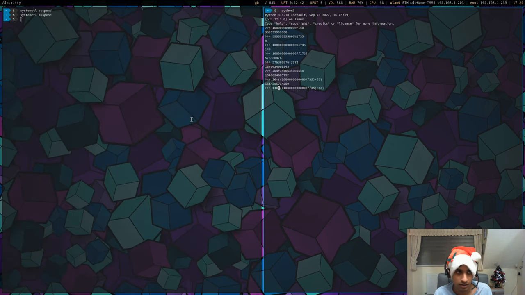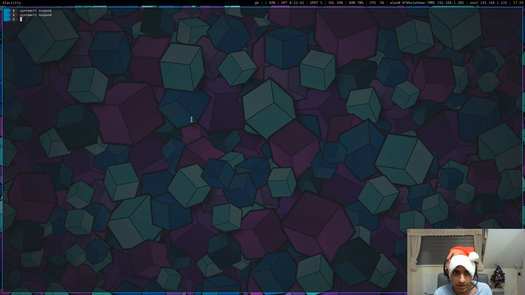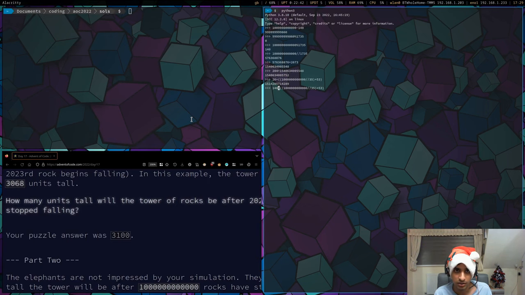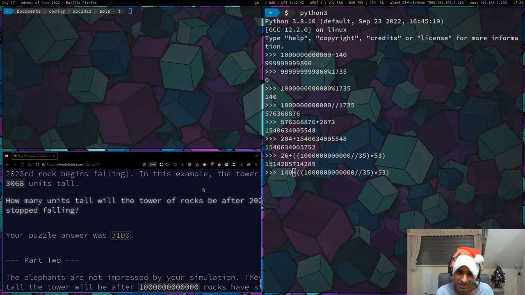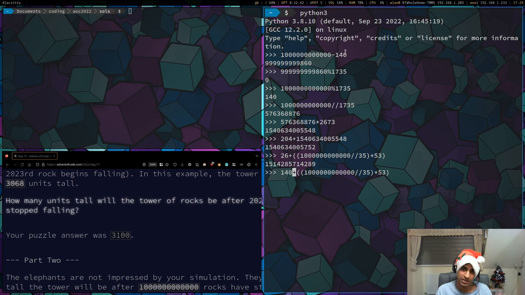You probably saw me use just the terminal, the Python shell. I just used the Python shell to do the math for me. So cycle rock 140 was where I first encountered a cycle. So what I'm essentially saying is, okay, at this point, I have that many more rocks to drop. But what I do know is that there's a cycle repeating every 1,735 rocks. So every 1,735 rocks, it's just the same cycle.